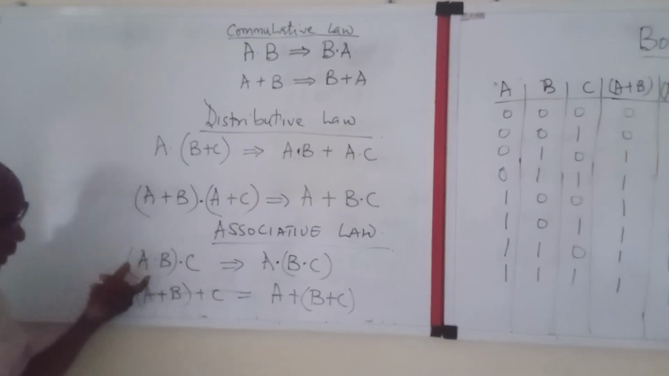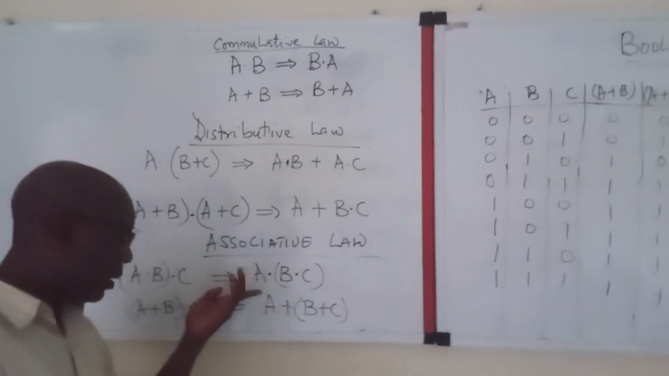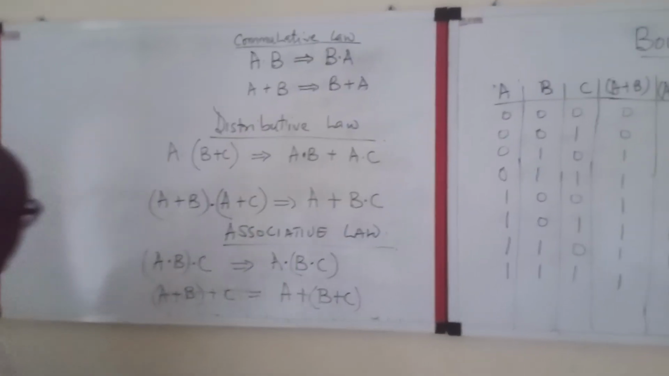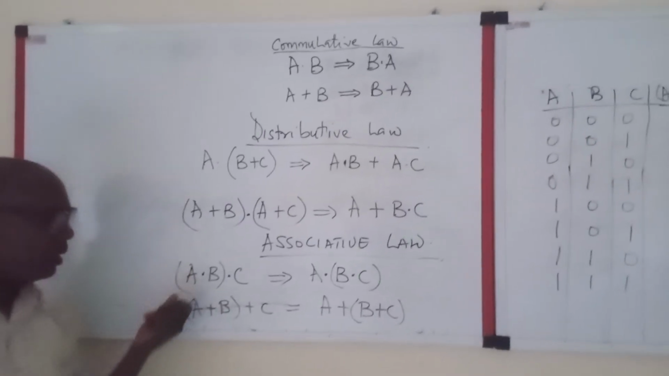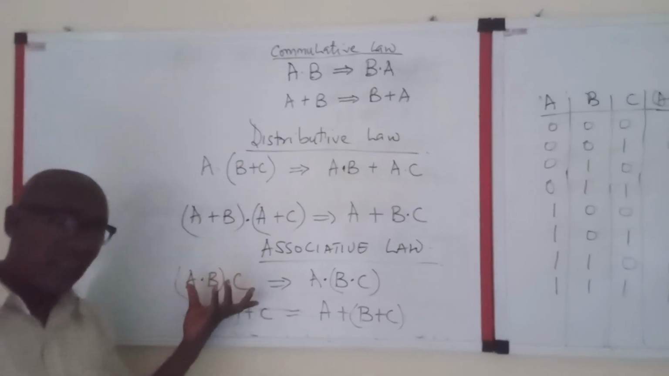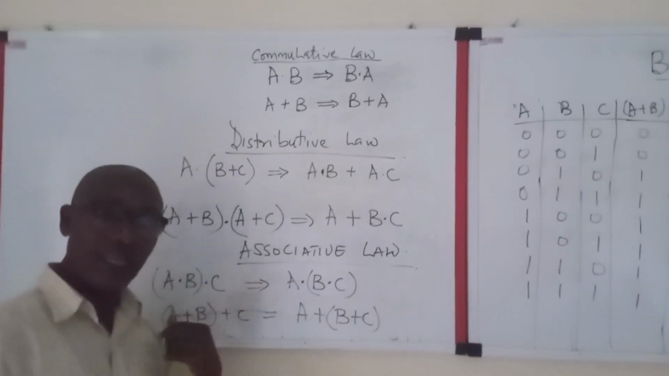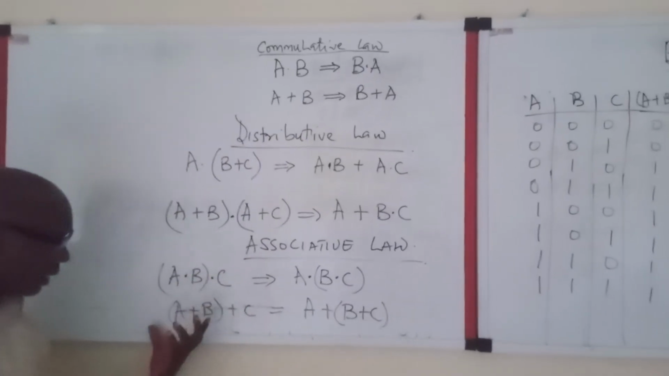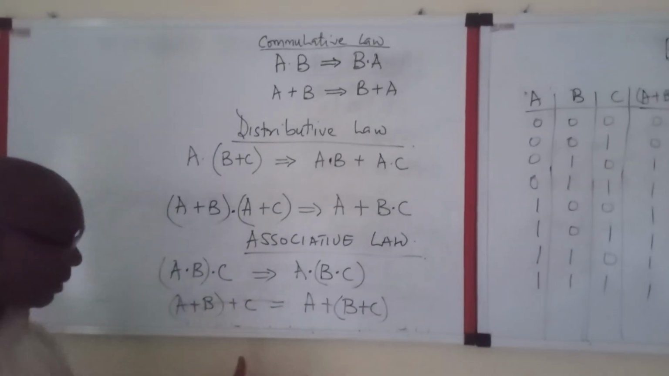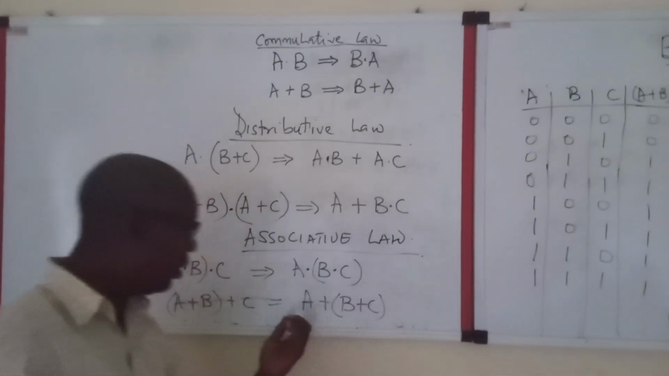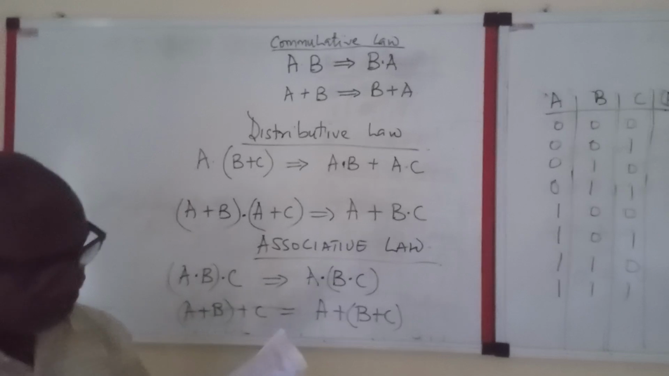So if you do A and B before you AND it with C, it is the same thing as doing B and C before you AND with A. What that means is that performing the AND operation between A and B first, and then ANDing that result with C, is the same as performing the AND operation between B and C before ANDing with A. For the OR operator, A or B before OR with C is the same as B or C before A OR that result. We are going to use our truth table again to demonstrate this law.